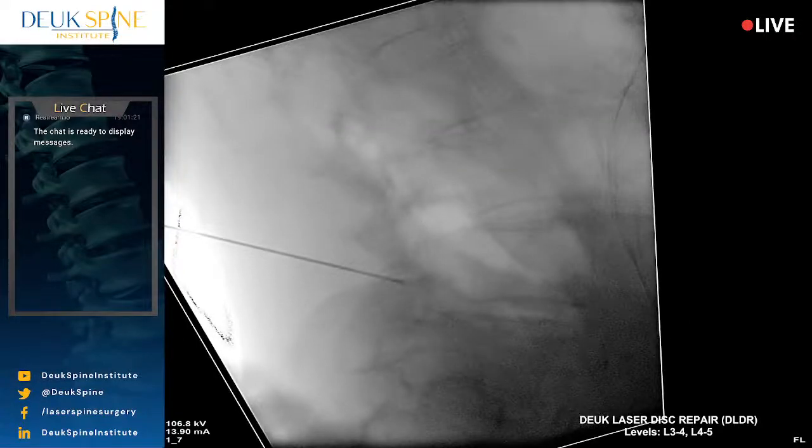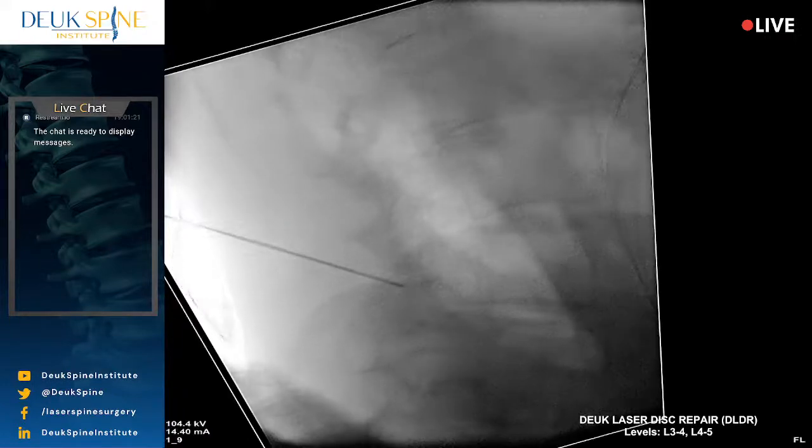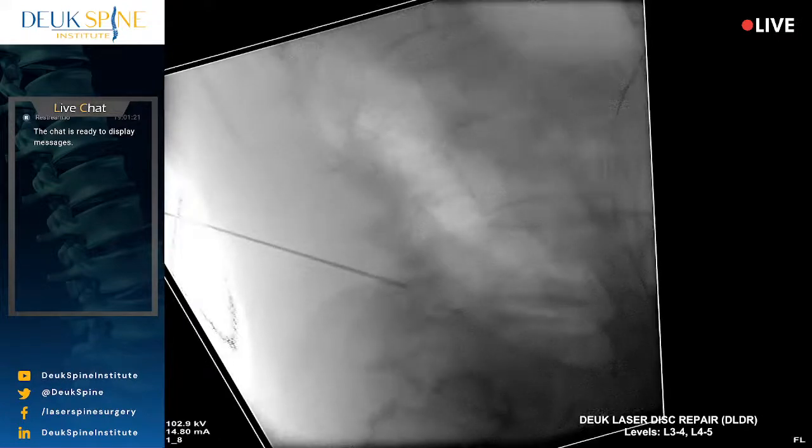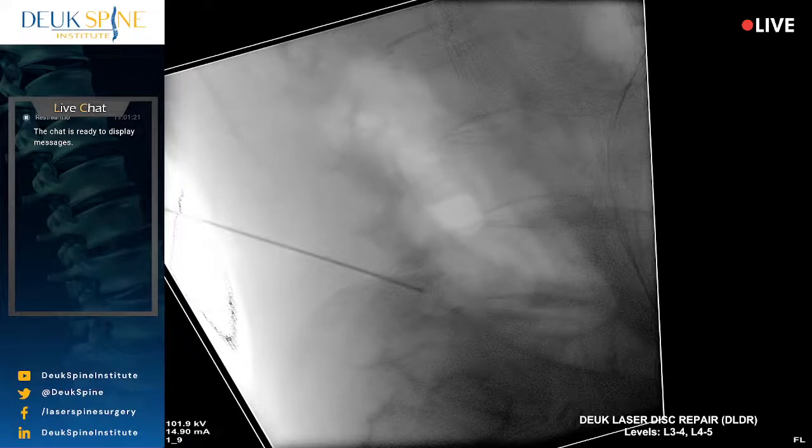Getting there. Shot. There's the facet joint. That's good. Shot. All right, we're going to just sneak around the facet joint. Shot. We're heading toward your first bad disc, okay?